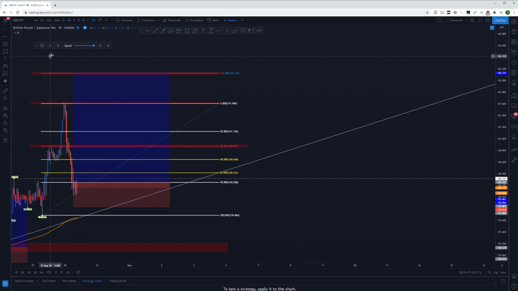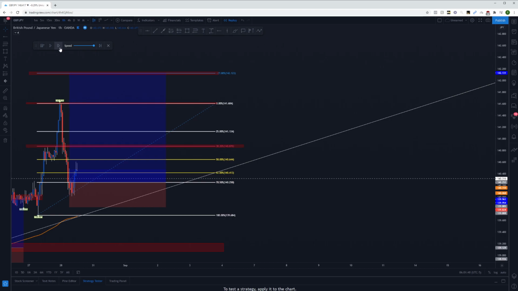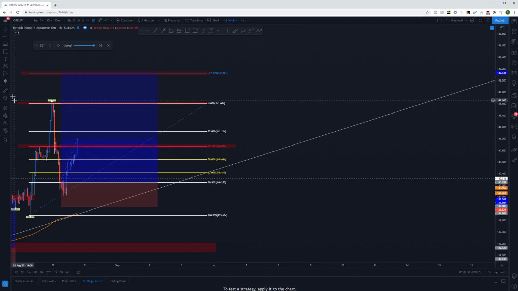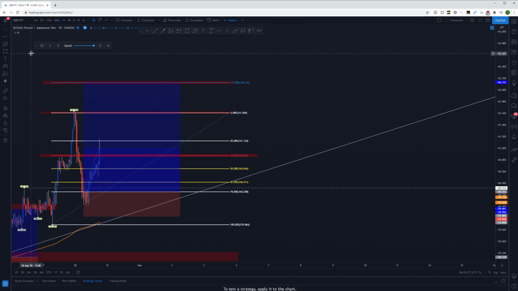About 25 pips in drawdown. And there's the push. Let's see if we get TP1 smashed. Boom, TP1 smashed. This would be 60 pips secured. Nice.